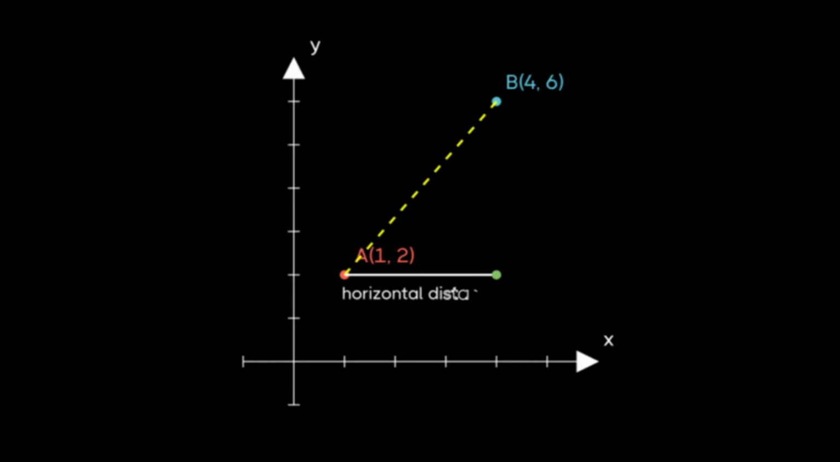We'll start by drawing a horizontal line from point A, moving only in the x direction. This horizontal line represents the change in the x-coordinates between our 2 points. Now let's draw a vertical line from the end of our horizontal line up to point B, moving only in the y direction. The intersection of our horizontal and vertical lines forms a right angle, which is crucial for applying the Pythagorean theorem. We'll mark this 90-degree angle with a small square.